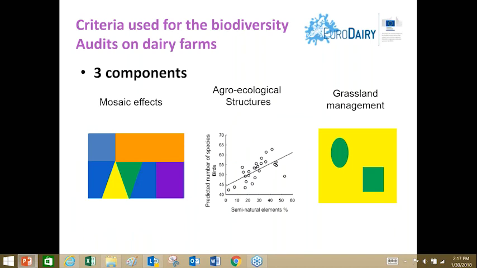So these criteria, in fact, are based on what we call the three components of biodiversity on a dairy farm. And so these three components are shown here. That's the mosaic effect, the agroecological structures, and the grassland management, because dairy farmland biodiversity is determined by these three main components, and I'm going to detail what it means.